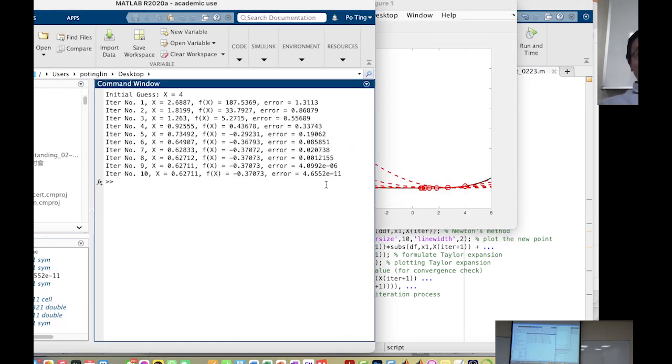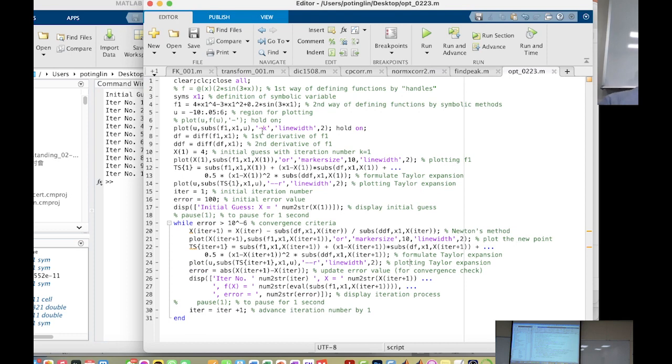So the error was already 10 to the power of negative 11. It's a very small error, so Newton's method has to stop there. But if we plug in, is it truly the smallest value? I question myself. If I plug in a different value, let's see what's going on.